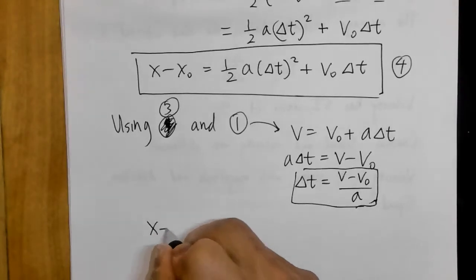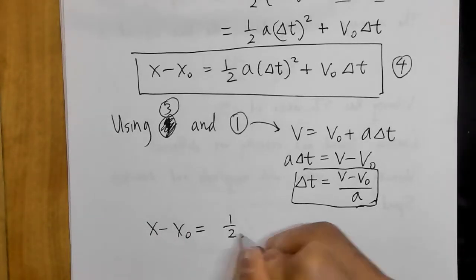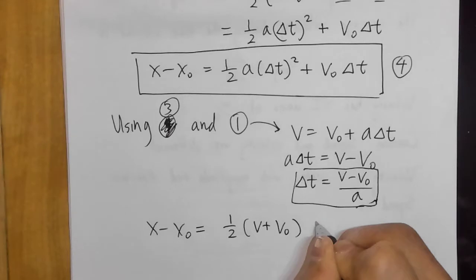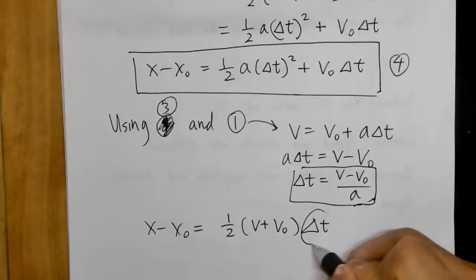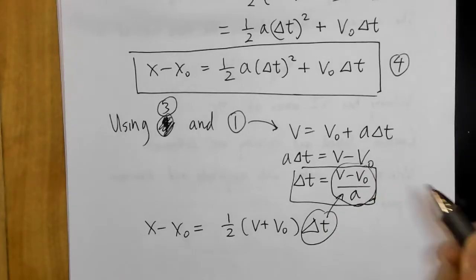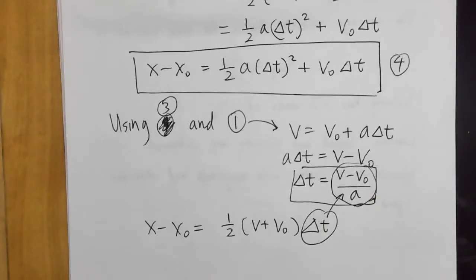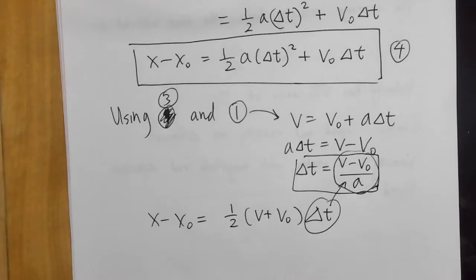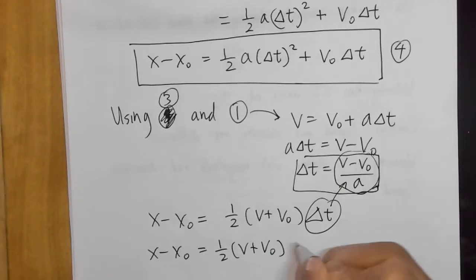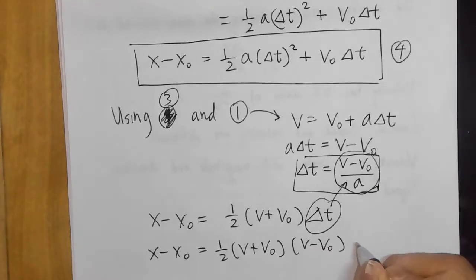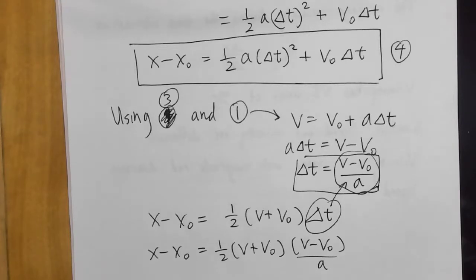So we have x minus x0 is equal to 1/2 (v plus v0) delta t. And now what we're going to do is take this formula here for delta t and plug this in instead. Okay? Everybody with me so far? I just have 2 lines left and the derivation's over. x minus x0 is equal to 1/2 (v plus v0), and then (v minus v0), divided by a. Interesting?